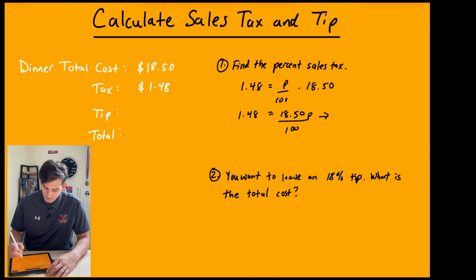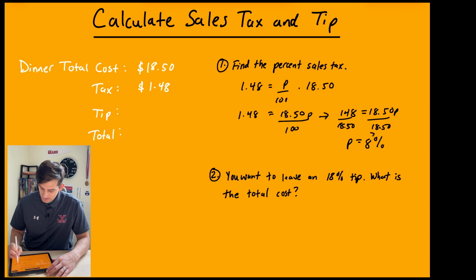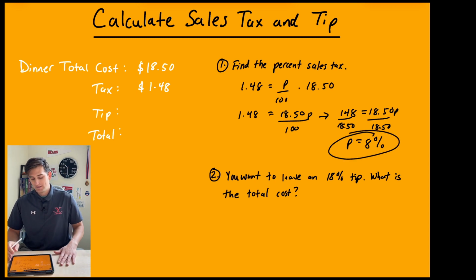Now I'm going to multiply both sides by 100, so that's going to give me 148 is equal to 1850p, and then we're going to divide both sides by 1850. So in my calculator, I'm going to do 148 divided by 1850, and we get 8. So we're going to say p is equal to 8. That means that our sales tax was 8% of the total cost.